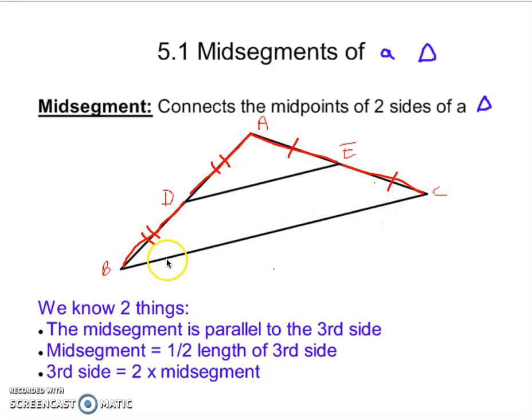So for example, if our third side was 10 centimeters, so we'll write that on here, 10 centimeters. This right here would have to be 5 centimeters. Another way to say that is the third segment is 2 times the midsegment. So if my midsegment is 5, 2 times 5 is 10.